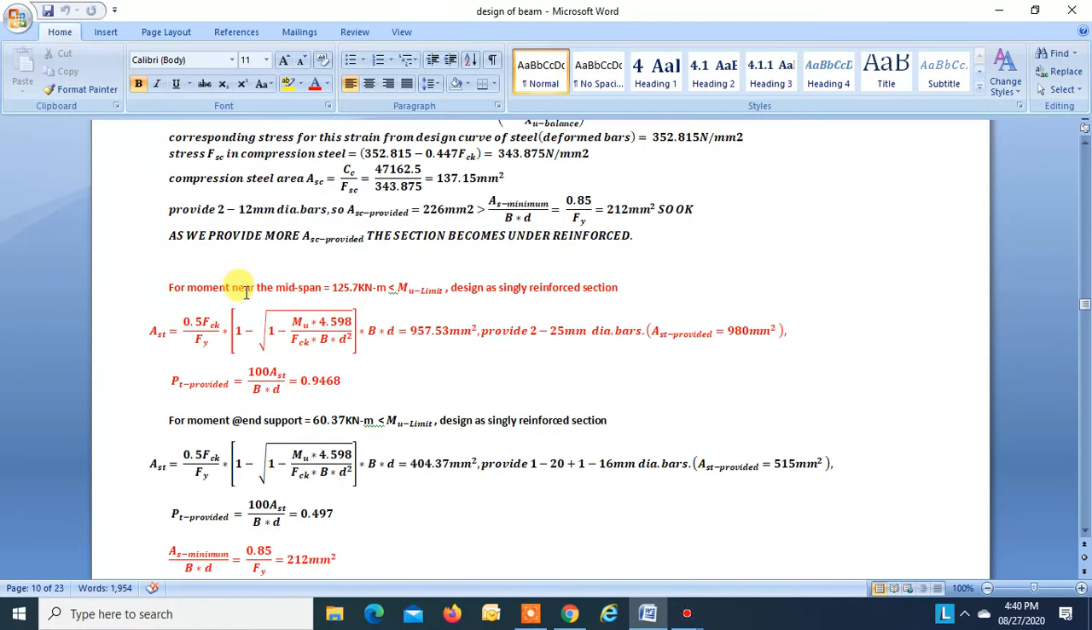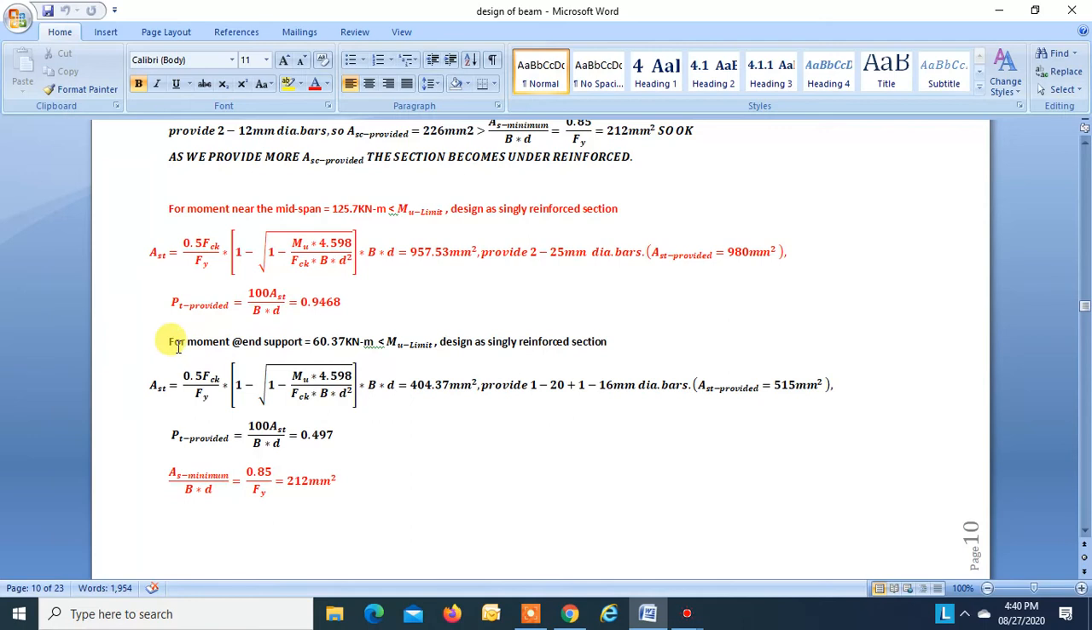We'll design the section as singly under-reinforced near the mid span. So we can simply use this formula, and Mu we have to put equal to 125.7. We get area of steel 957, and we provide 2-25 diameter bars. The area is 980, greater than this, so okay. PT is 0.9468.